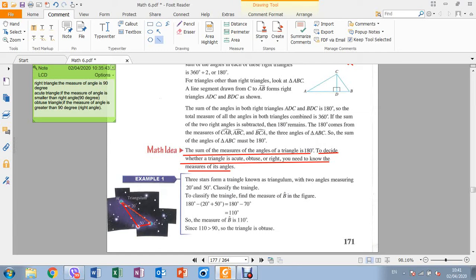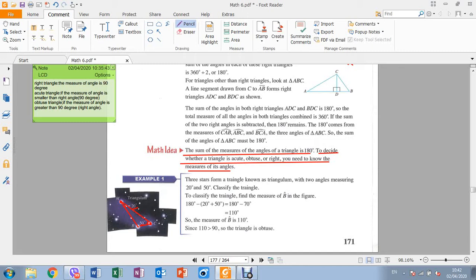Look, now how many do we have? We have 3 stars, M, C, B. Okay, it gives us the measure of 2 angles. The measure of angle M is 20, and angle C is 50. Now it tells us to find the last one and classify the triangle.